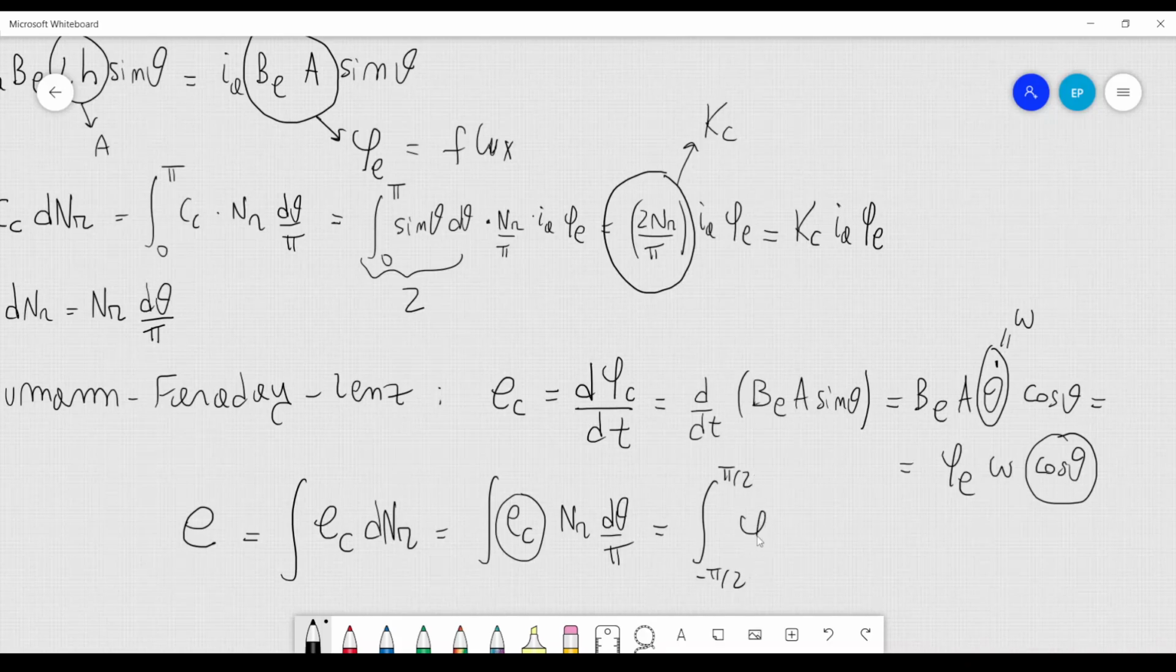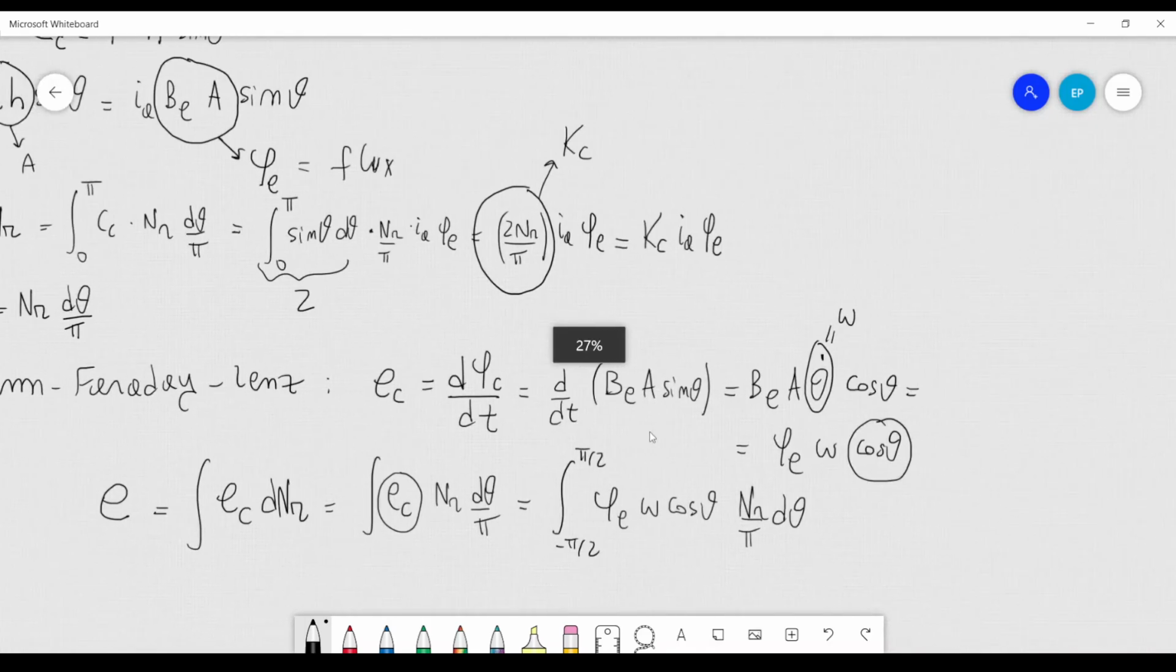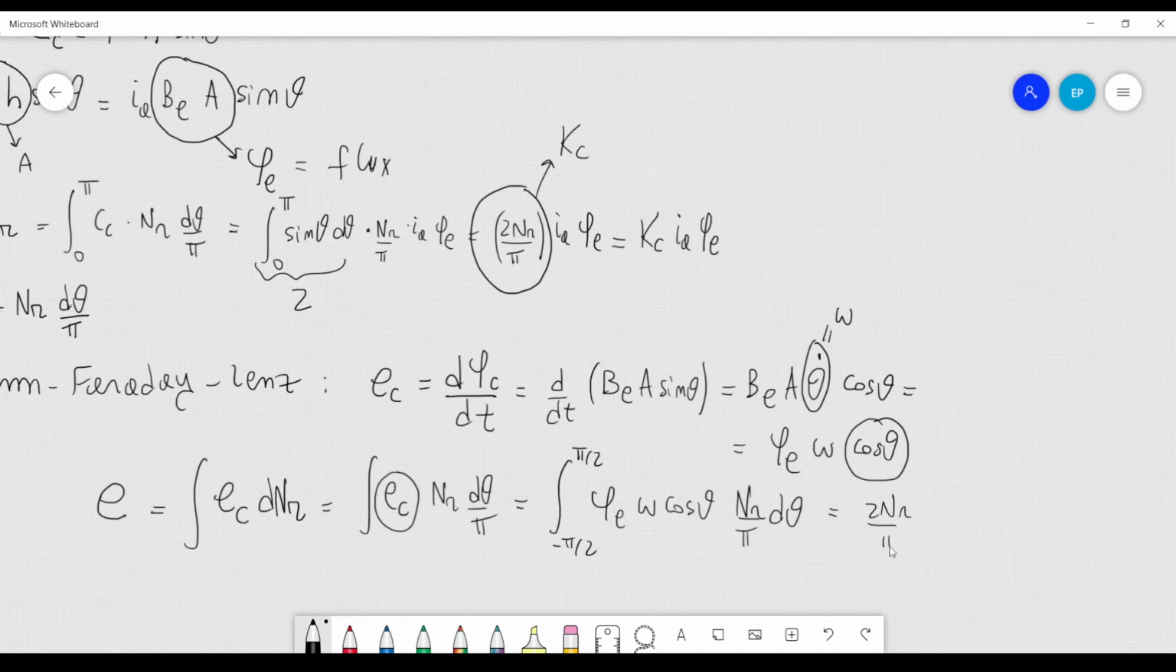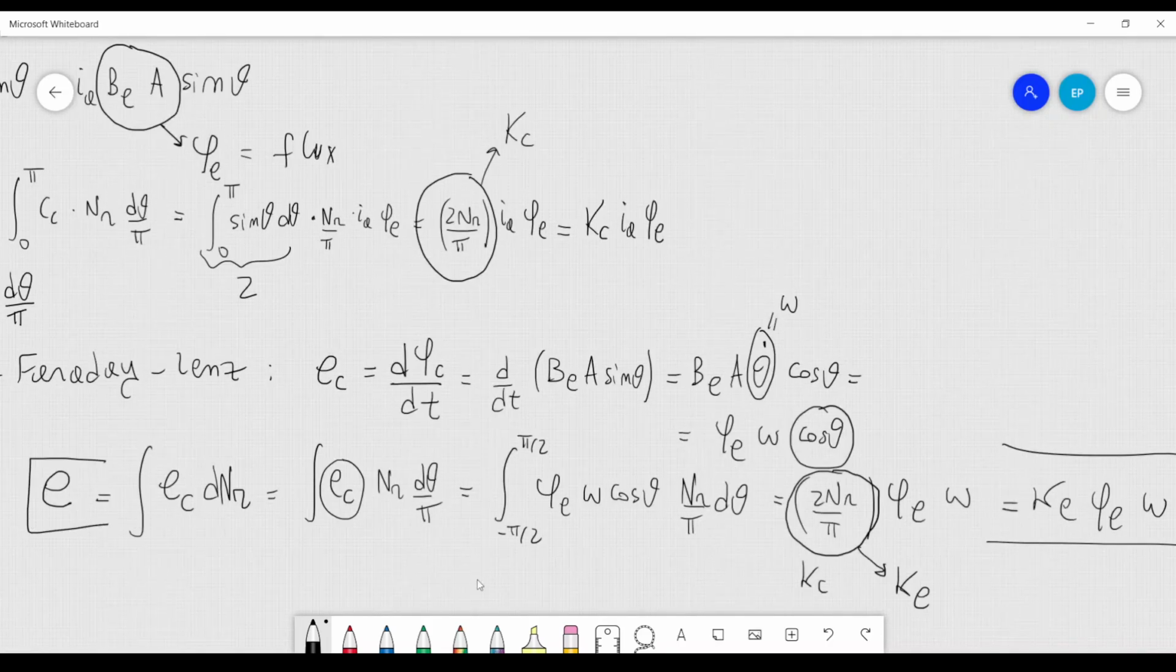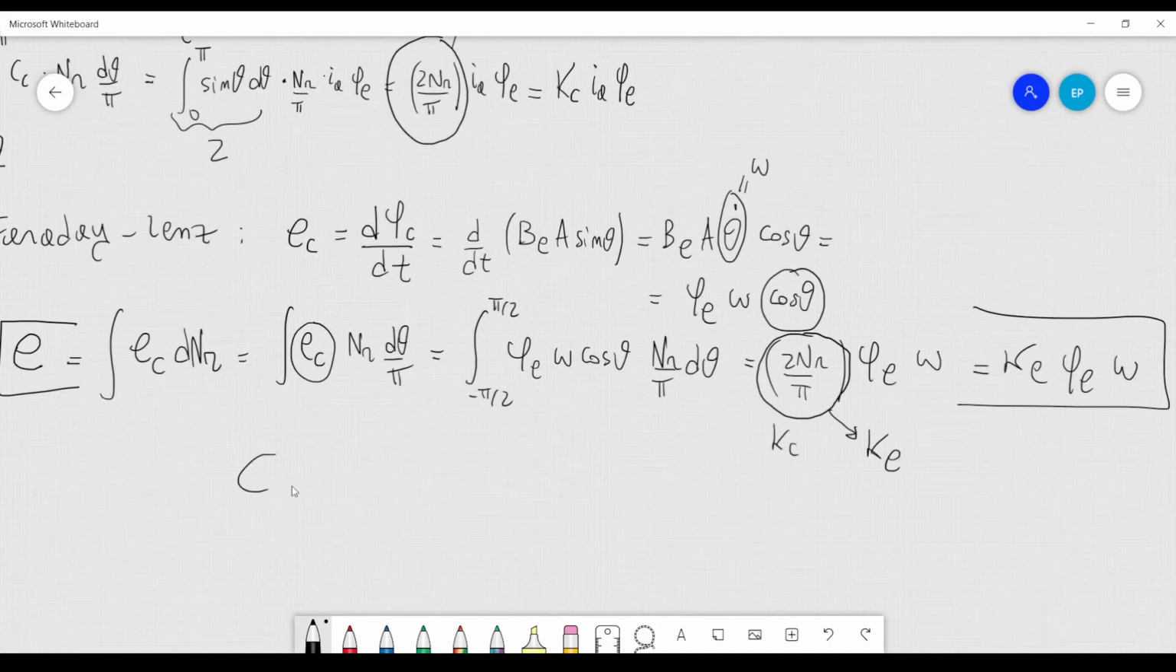So we have phi sub E omega cosine theta N r over pi d theta. And therefore here we get 2 N r over pi phi sub E omega. This is still equal to the constant that we have above, K sub C, but if we want to be more general, when the geometry is different, this result here would be different. This would be a different constant that we will call K sub E. So the result that we have here is K sub E, phi sub E, omega for the total electromotive force. And we also have that the total torque C is equal to K sub C, phi sub E, I sub A. K sub C and K sub E are constants of the motor.